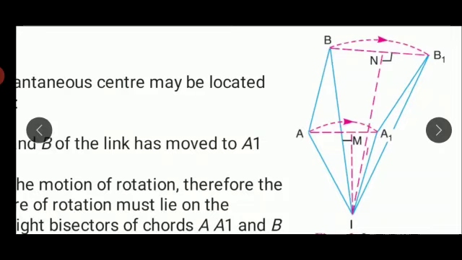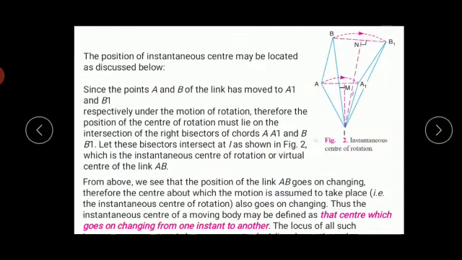Upon drawing the perpendicular projections from point M and point N, both projections are going to meet at some common point, and that common point is called I. We can see here this is the common point, I. For AA1 we have midpoint M, and for BB1 the midpoint is N. That common point I is called the instantaneous center of rotation.